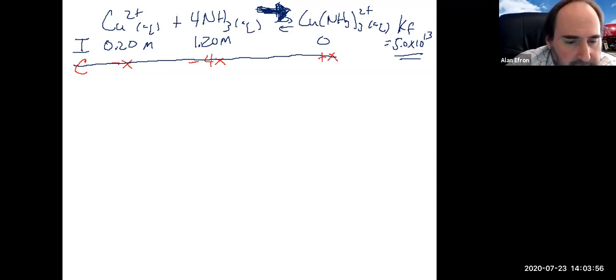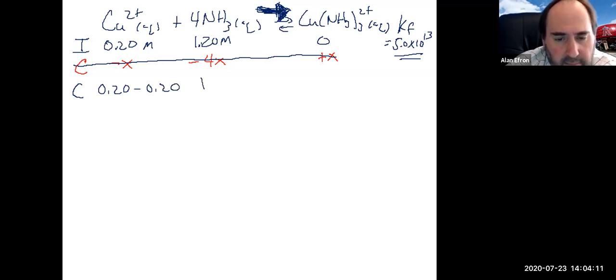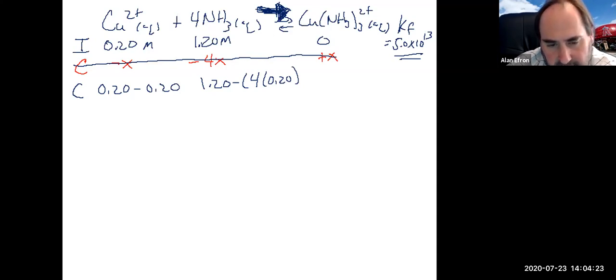So instead of using x's, we typically will use the metal and actually use numbers here. Very often what people will do is they will combine the initial and the change together in this change step, and we would have 0.2 minus 0.2. We would have 1.2 minus 4 times 0.2. That's equivalent to 4x, right? And this obviously is equivalent to x. So again, this is what we're doing here, right? And on this side, it would end up being 0.2.